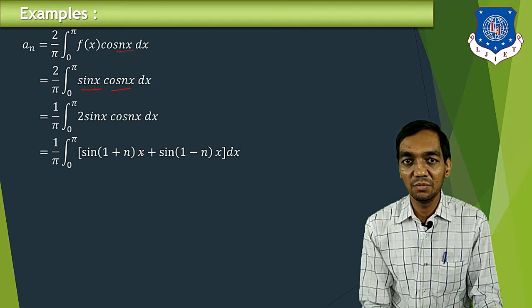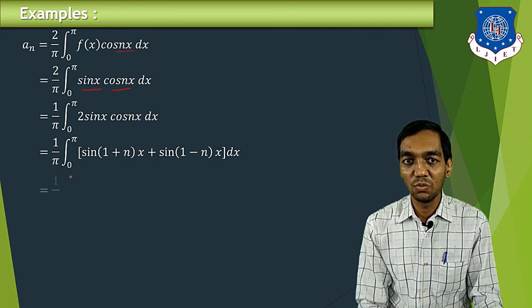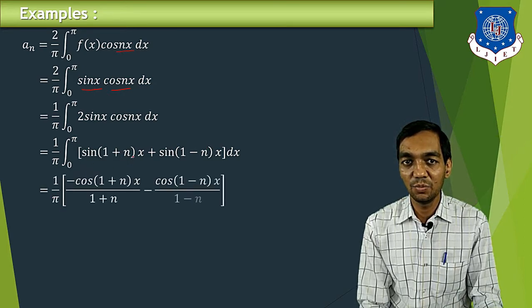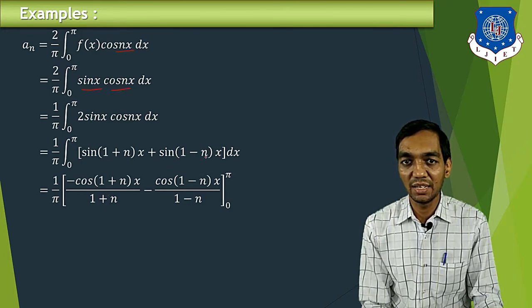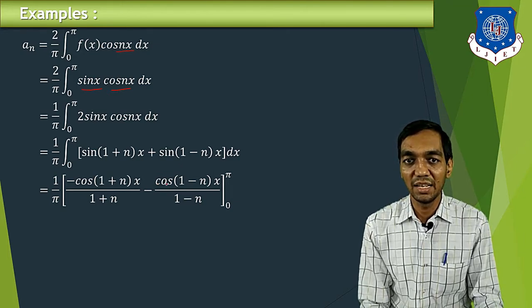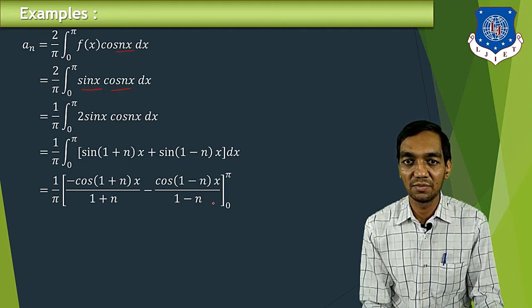Now integrate this term with respect to x. So you will have 1 upon pi, sine (1 plus n)x has an integration minus cos of (1 plus n) into x divided by 1 plus n, and sine of (1 minus n) into x has an integration minus of cos (1 minus n) into x divided by 1 minus n. Now substitute the upper limit and lower limit.